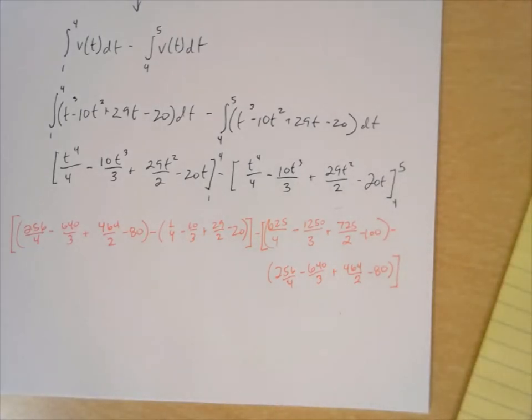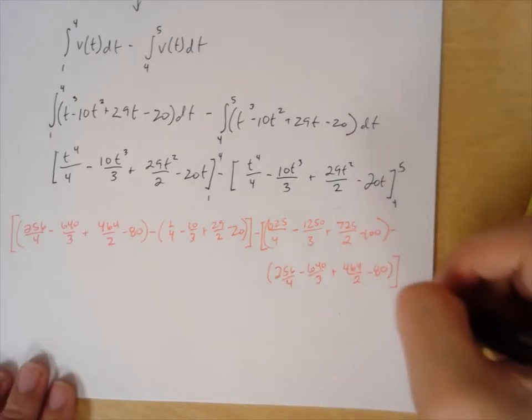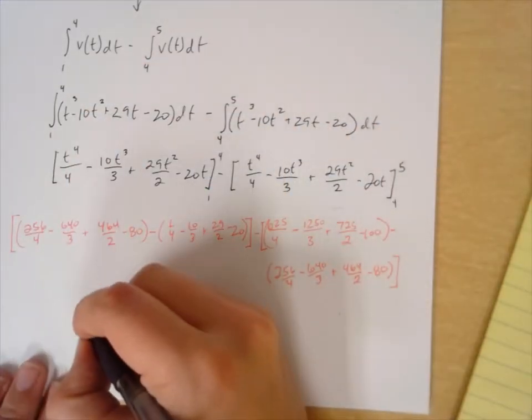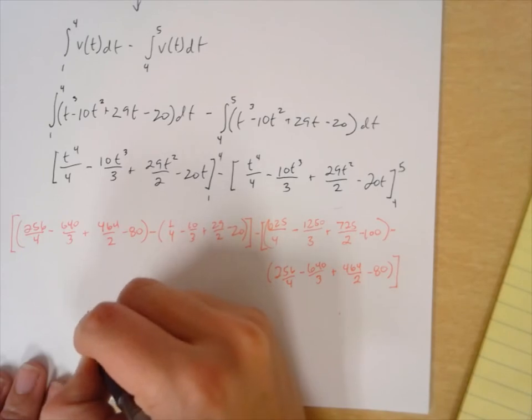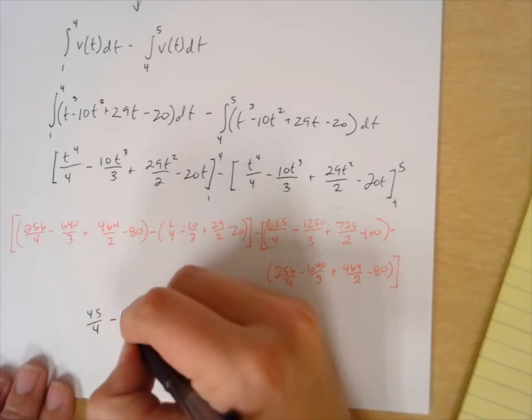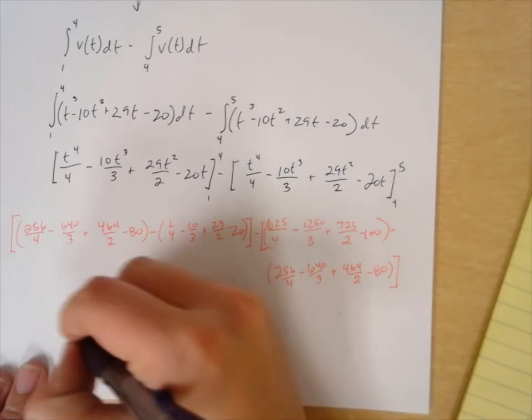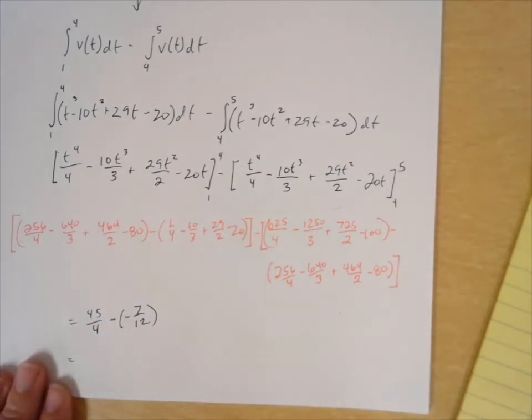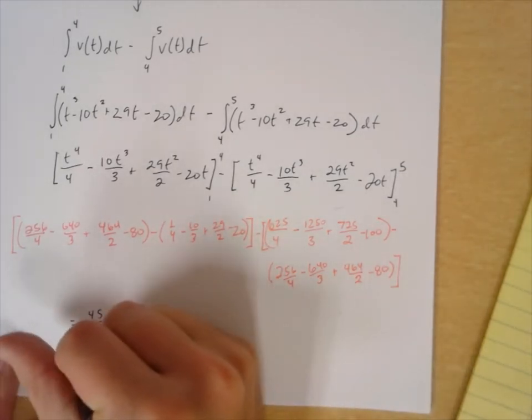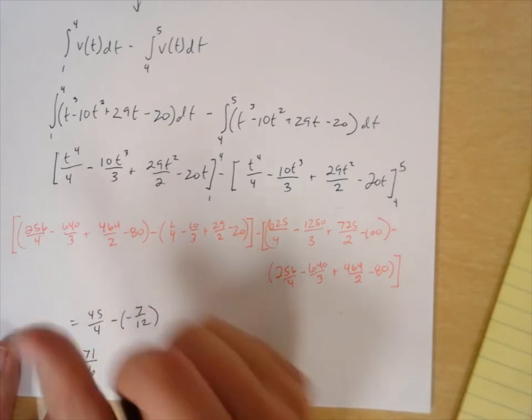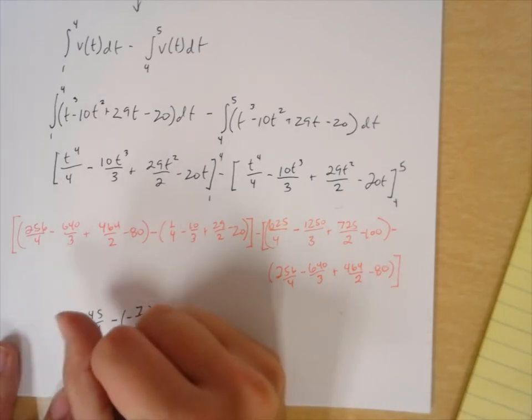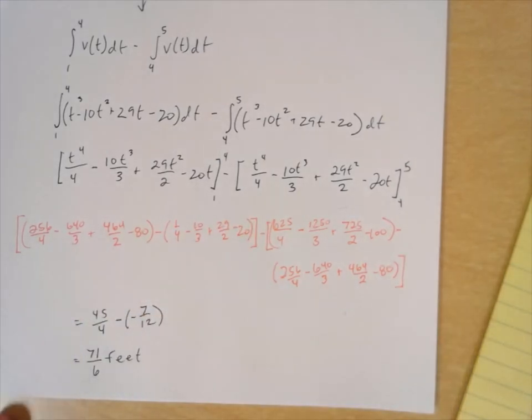Once you take the time to put that very carefully and double check with all your parentheses and brackets into the calculator, you should get a much simpler, easier to work with 45 over 4 minus a negative 7 over 12, which turns out to be 71 over 6, and our answer is in terms of feet.